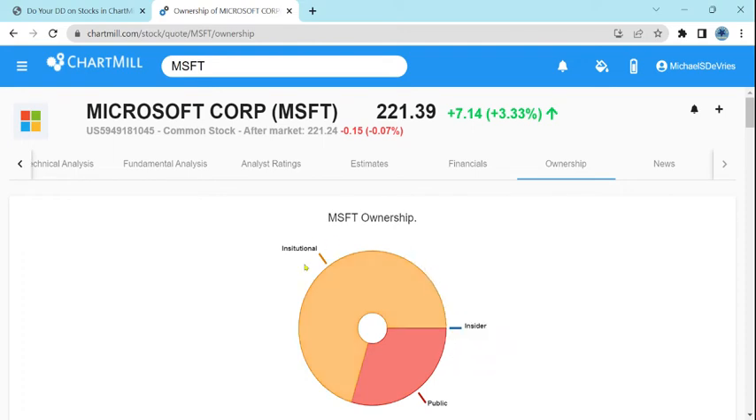So one of the things in terms of due diligence is institutional owners tend to hold on, so that tends to be a very stable ownership of a stock.